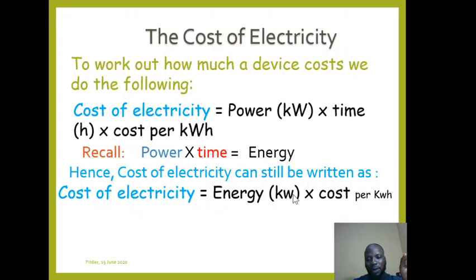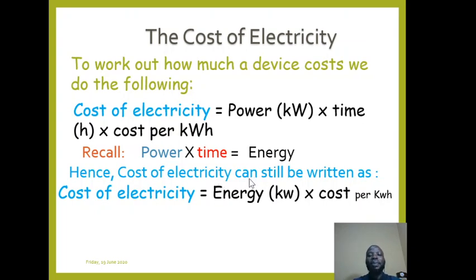Energy in kilowatt hour. This is not supposed to be kilowatt. Please take note of that. Energy in kilowatt hour, then multiply by cost per kilowatt. Because I think I'm supposed to put H at the back of this one to show it in kilowatt hour. So these are the two main formulas that we have under this one.